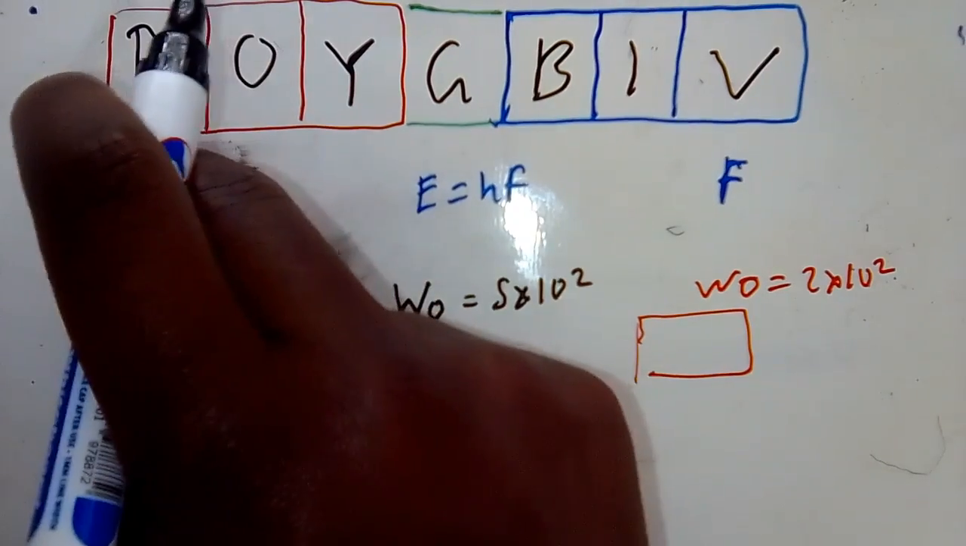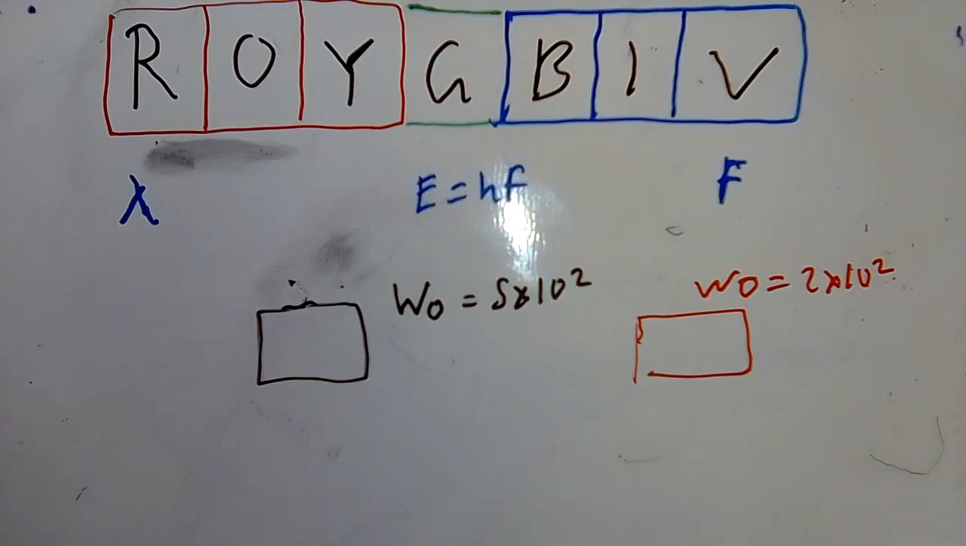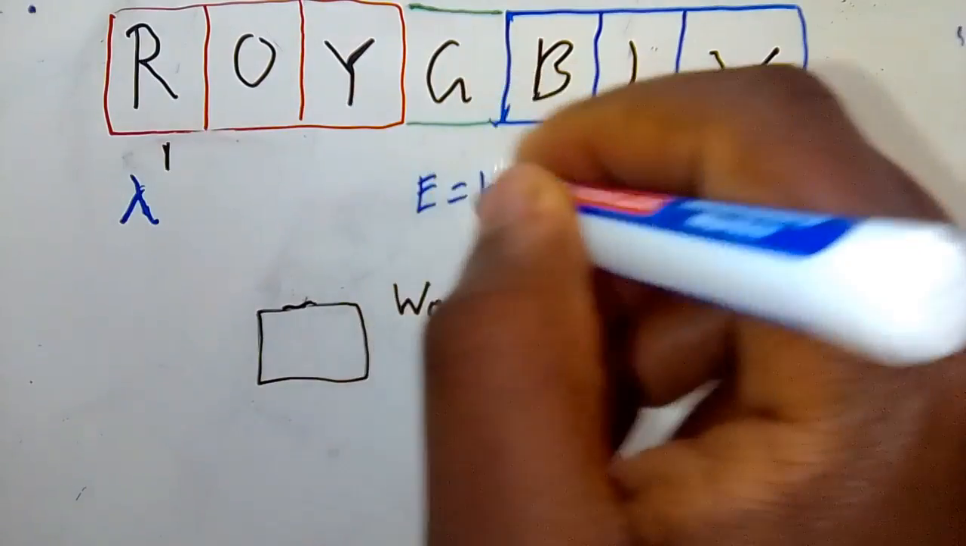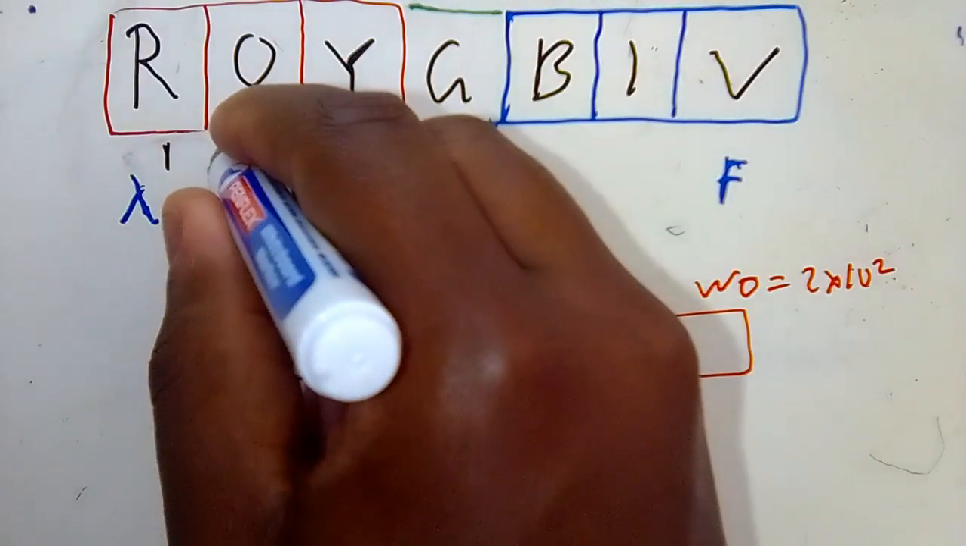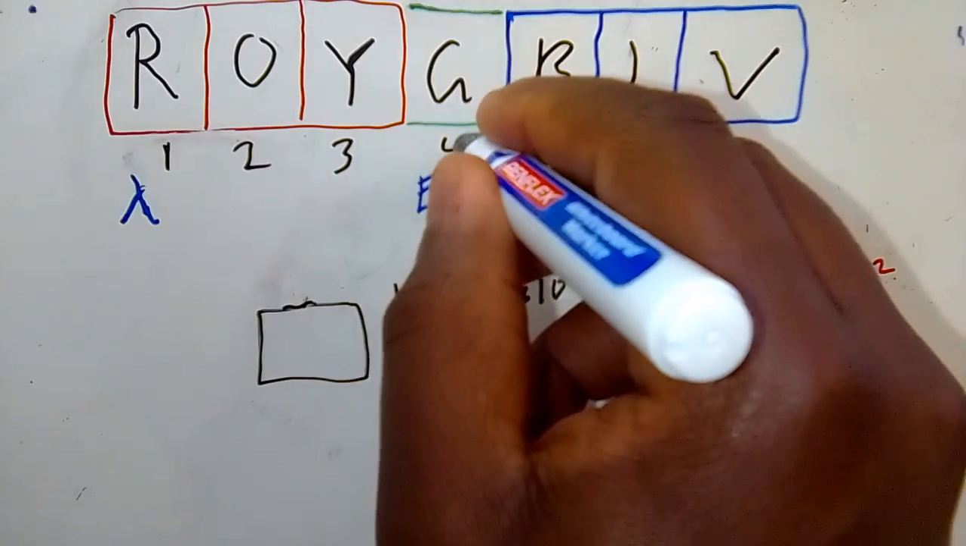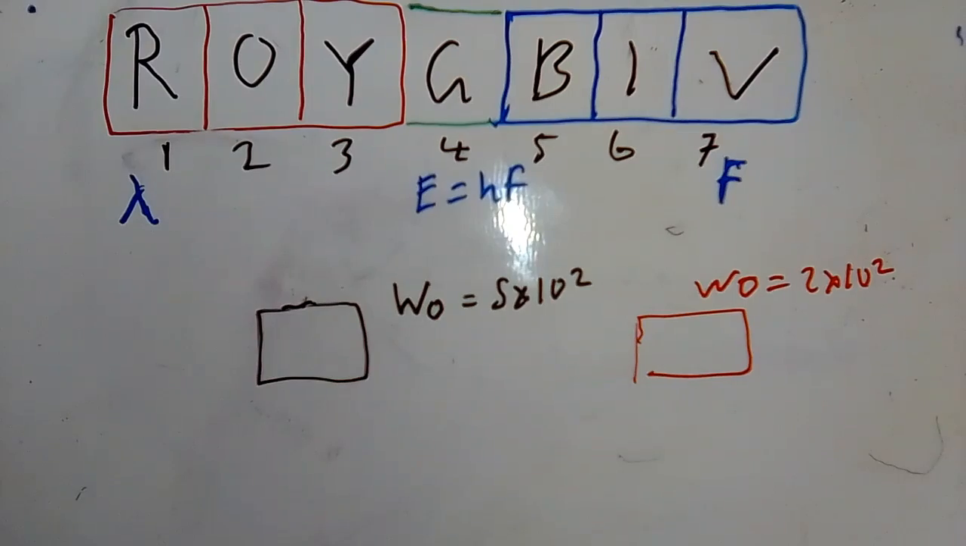Let me just remove this stuff. Let's say this one has an energy of 1, right? For each, it's just going to be times 10 to the power of 2. This is just an example. Let's say this one is 2 times 10 to the power of 2. This one is 3 times 10 to the power of 2. This one is 4. This one is 5. This one is 6. This one is 7 times 10 to the power of 2, right?